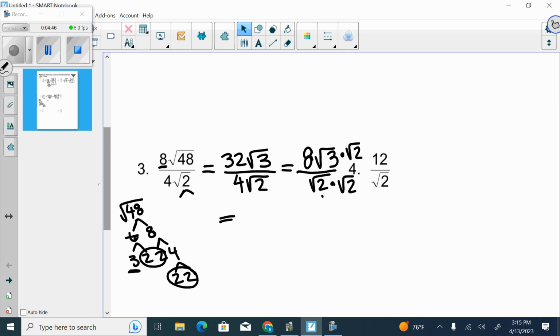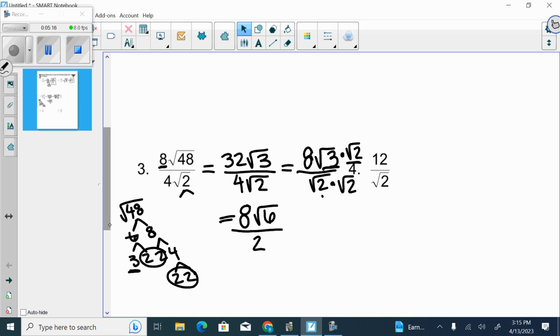Okay. So I've got my 8, and then I've got my square roots. Remember, since they're both square roots, I can multiply them together, right? What's 3 times 2? 6. So underneath here, I got square root of 6. And in the bottom, I got square root of 2 times square root of 2, which is 4. And what's the square root of 4? So the bottom really just becomes 2.